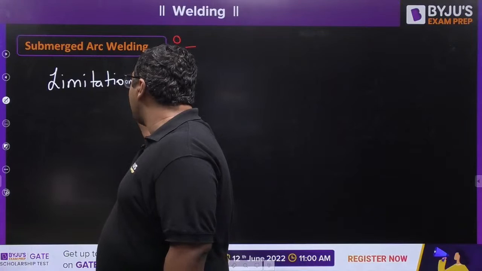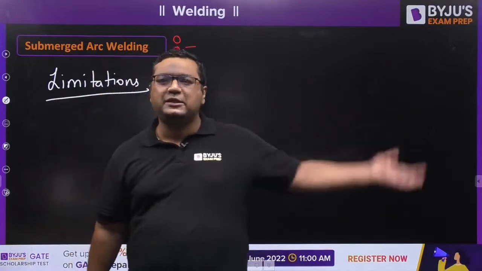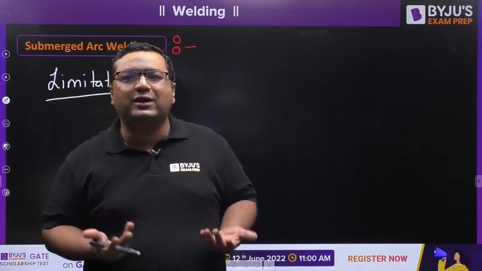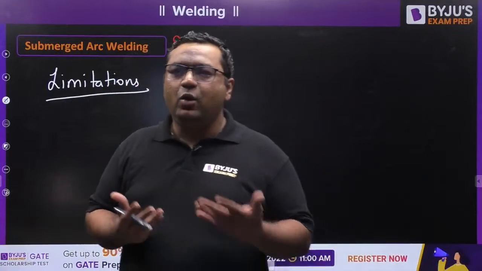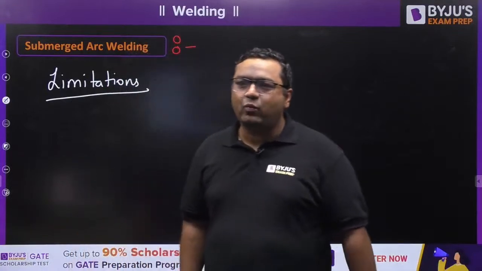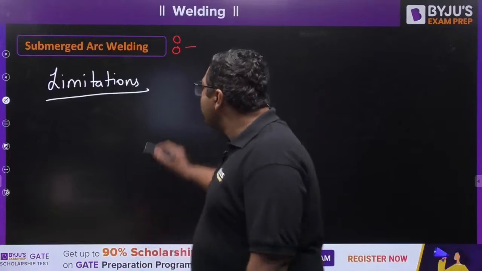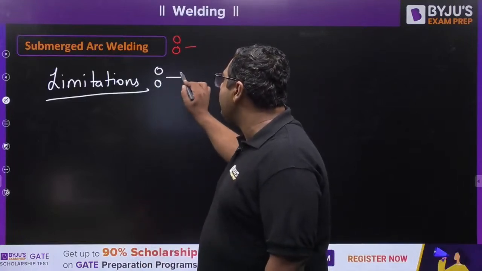Because if there is no limitation, we will call it a best process. We need not go for the third type of welding. Okay, so very good Bhanu Teja, wonderful dear. So what are the limitations of submerged arc welding process?